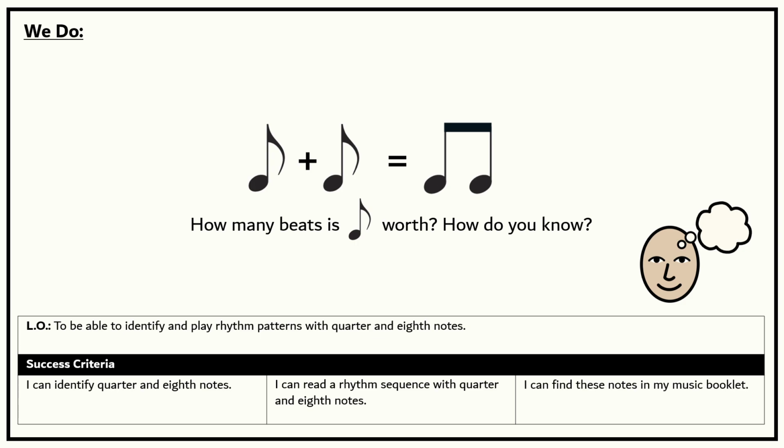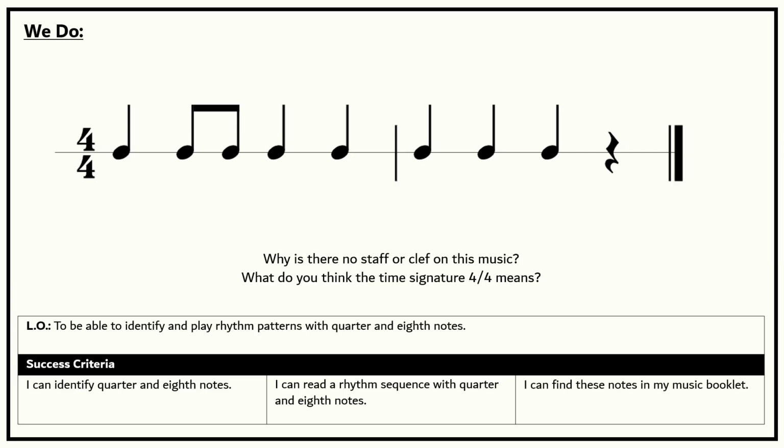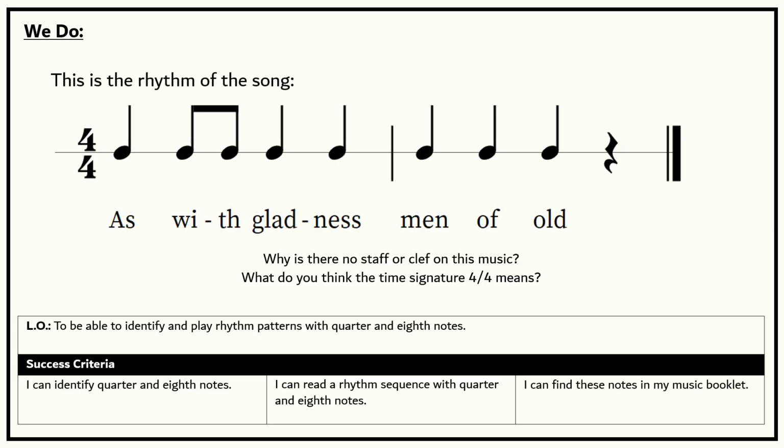Pause the video right here and think about how you would say this rhythm and clap it. If you said ta, ti-ti, ta, ta, ta, ta, ta, sh, you are absolutely right. This is the rhythm of an actual song that we sing in church, which will hopefully show you how this connects to what we see every week in our music booklets.